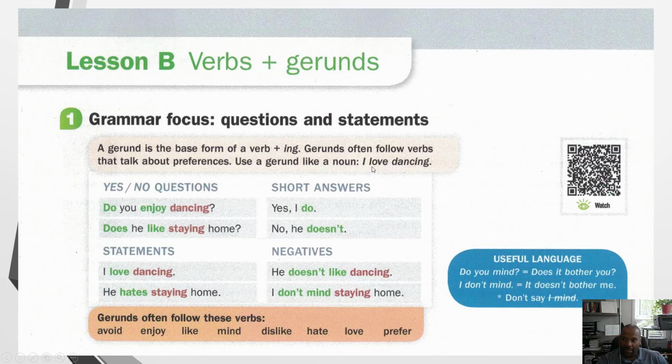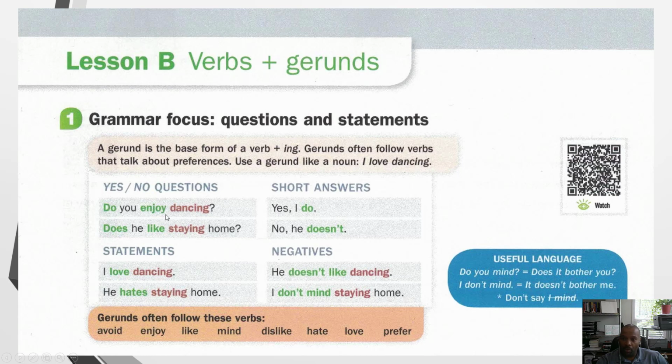For instance, I love dancing. All right? Love is our verb, which is also a preference. It could be either love or hate, but it's our positive preference. And then dancing is our gerund.